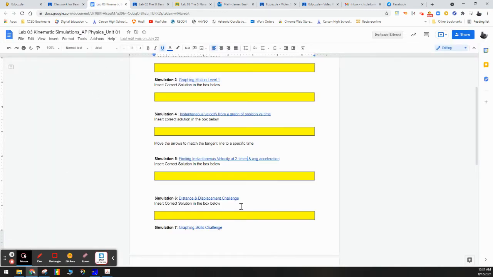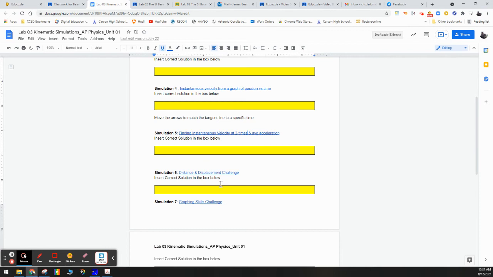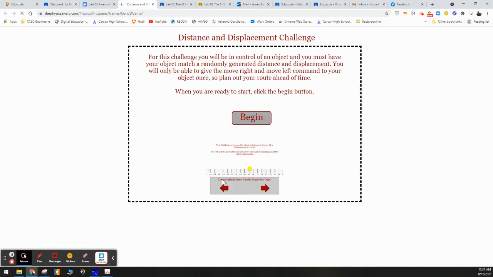Hit pause. All right, now we go over here. Number 6 is the distance and displacement challenge. In this challenge, you'll be in control of an object. For your object, you must match a randomly generated distance and displacement. You'll only be given move right and move left commands, so plan your route ahead. When you're ready to start, click begin.